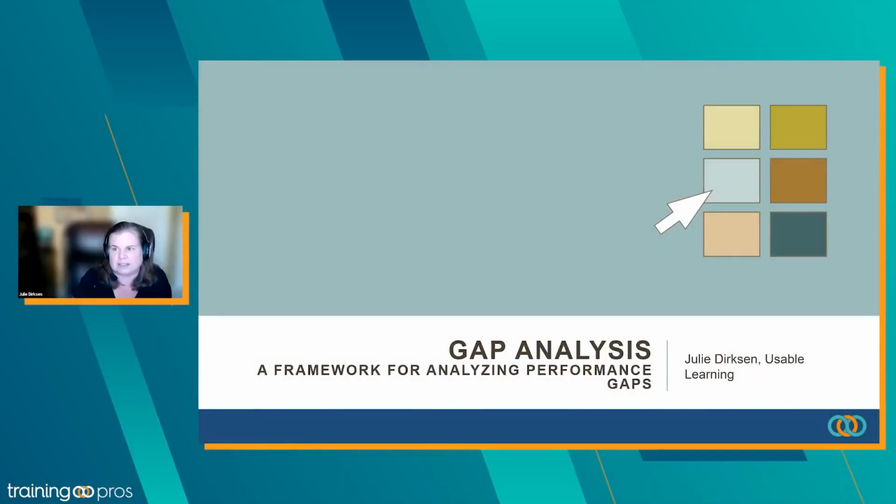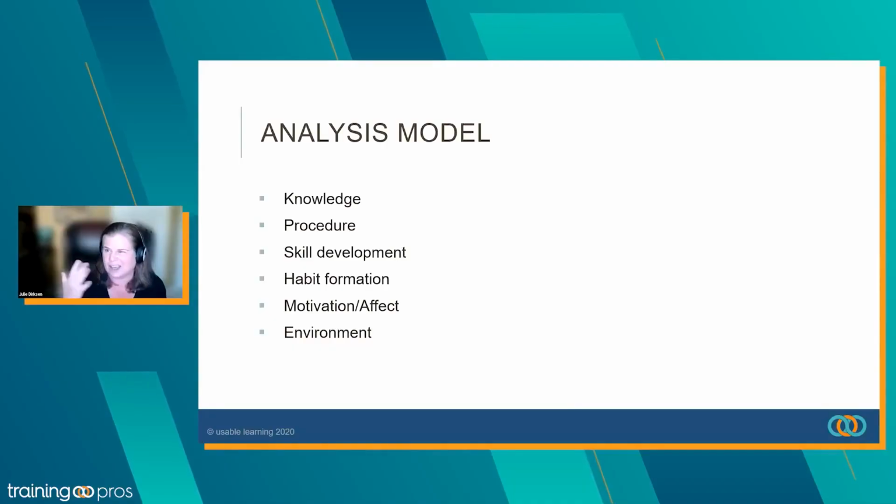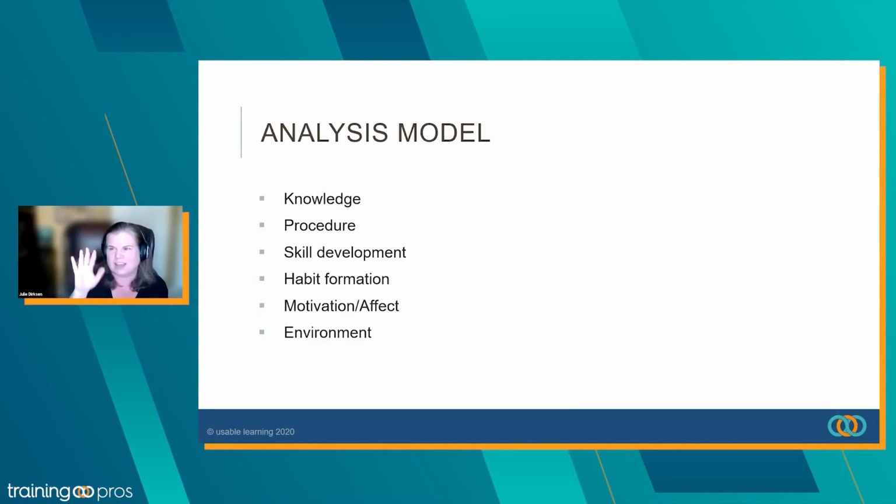So within gap analysis, some people will recognize the basic framework that I'm talking about if you're familiar with KSAs, which is usually knowledge, skills, attitude is the acronym for that. I actually have 6 categories that I most commonly use. And then there's some subcategories underneath of these.